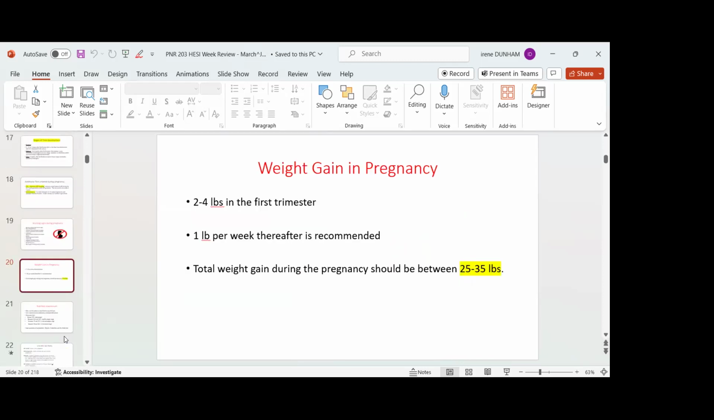So a good question on HESI too, that they always like to put is about weight gain. For a person of normal height, the total weight gain should be around 25 to 35 pounds. Usually it's 2 to 4 pounds the first trimester. Now, a lot of people don't even gain this in the first trimester because of why? They're sick. Yeah, remember they have that nausea, vomiting. Okay, just normal nausea, vomiting. I'm not talking about hyperemesis gravidarum.